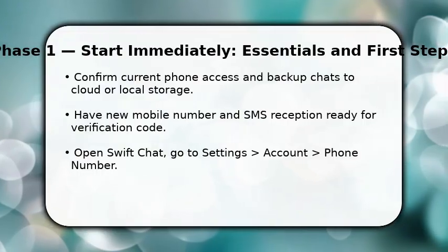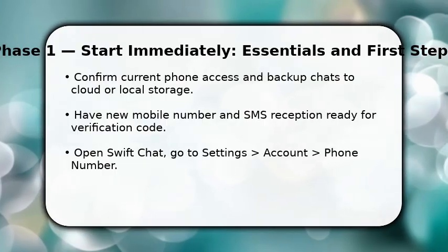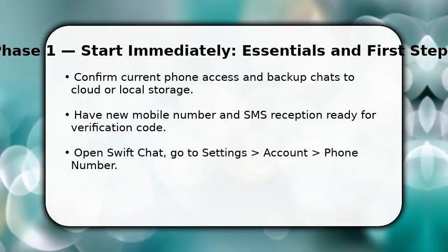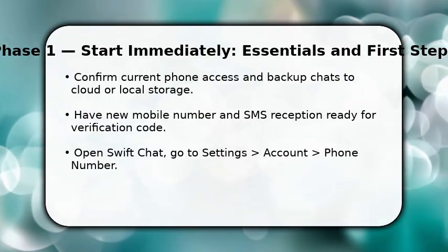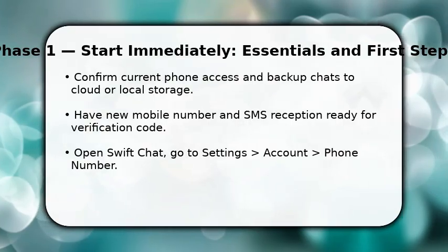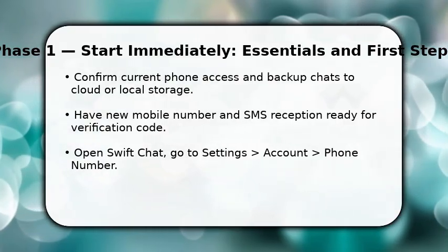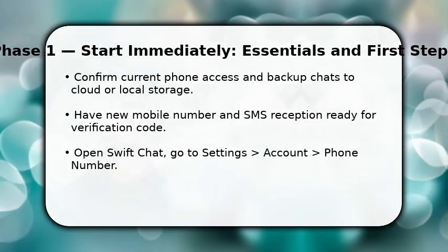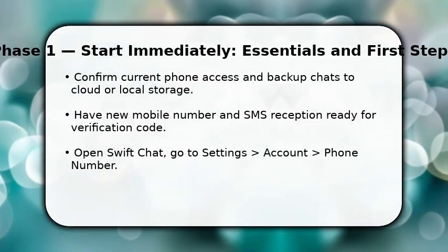You begin by confirming you can receive SMS on the new number and that your chat backup is current. This prevents data loss. Once done, open Swift Chat and navigate straight to Settings, then Account, then Phone Number. This is where the change happens. Make sure two-factor or linked devices are noted, because Swift Chat will revalidate sessions. You're now ready to enter the new number.